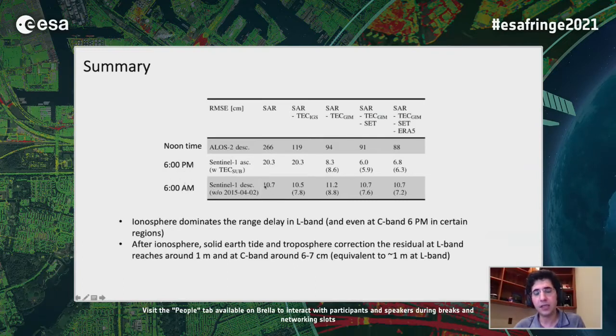And here I'm showing the RMSE for the range offsets after just geometrical geolocation, and then as we correct for TEC using IGS and then using our TEC at JPL, and then after correcting for solid Earth tide, and then after correcting for tropospheric delay. There is one outlier in this data set that we believe is related to the data, not to ionosphere or environmental effects. But if we exclude that, I think the residuals are on the order of 6-7 centimeters after all corrections. And if we scale them, we get to around 1 meter for L-band, which is consistent with what we also saw in ALOS-2 datasets, which was L-band anyway.